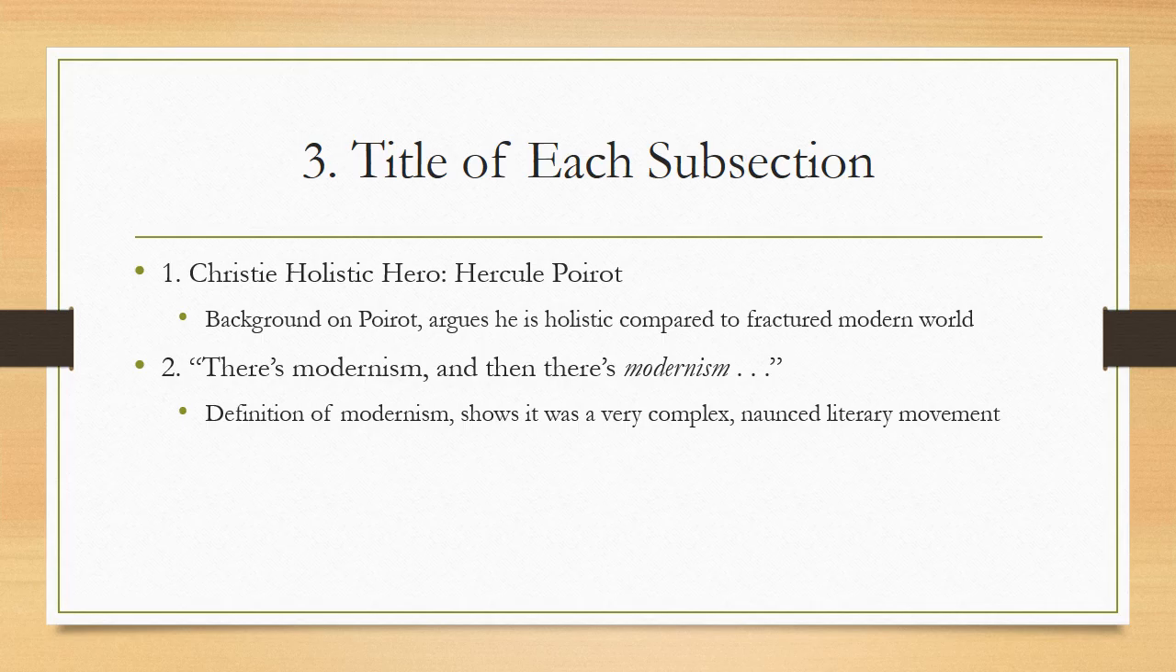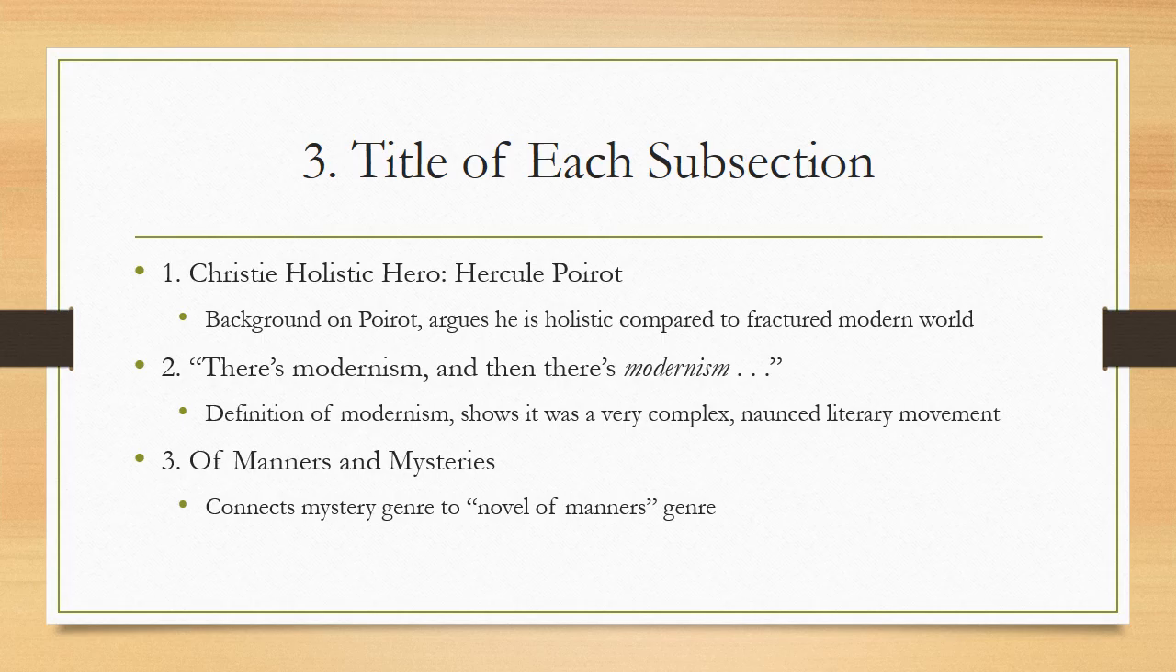That only makes sense. But this specific subsection tells us a little bit more, just like "holistic" tells us a little bit more about Poirot. It shows that modernism is not just a literary movement, but it's a complex, nuanced, nebulous movement. It's difficult to understand with all these things going on. And so subsection titles can tell us a lot.